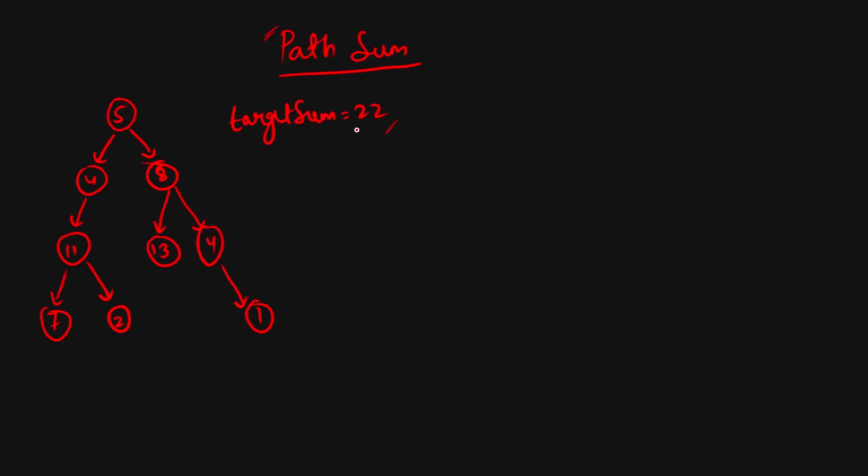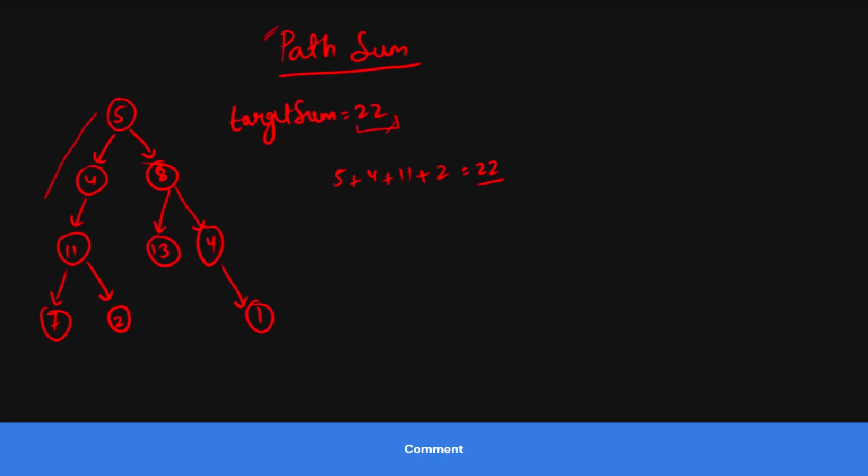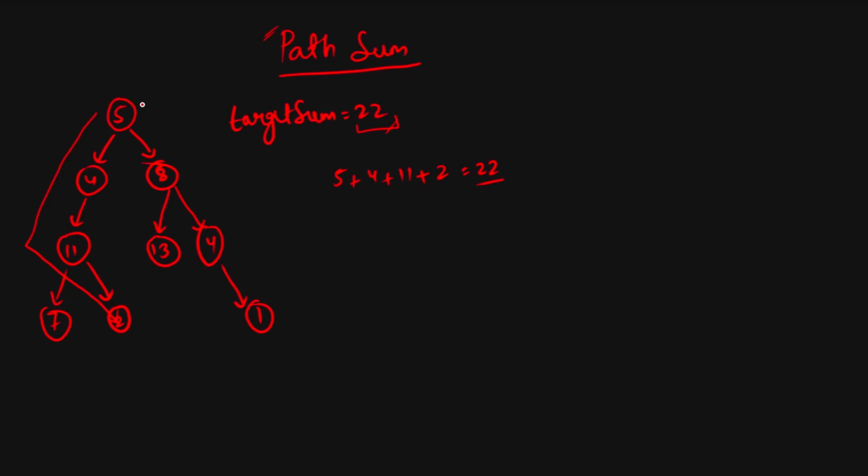Right now our target sum is 22, and if we see the path 5, 4, 11 and 2, this path will give our sum 5 plus 4 plus 11 plus 2. So 5 plus 4 is 9, plus 11 is 20, plus 2 is 22. So this path will give us the target sum, and what we are going to return is true. Yes, there is a path which will give our target sum 22.